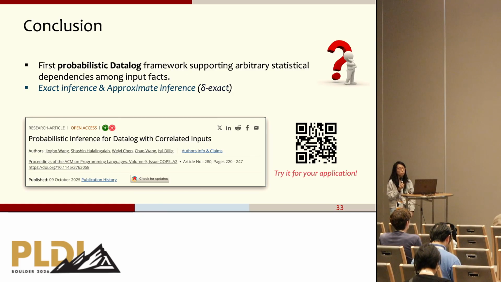So to sum up, Datalog input facts can be correlated in practice, and if we ignore that, it may produce wrong answers. Our work tries to resolve this problem by proposing the first probabilistic Datalog framework to support arbitrary input correlations. We propose both exact and approximate inference.